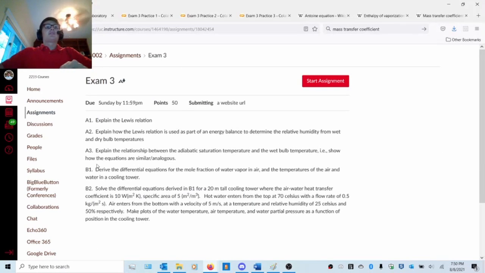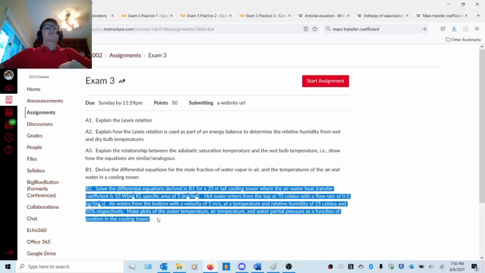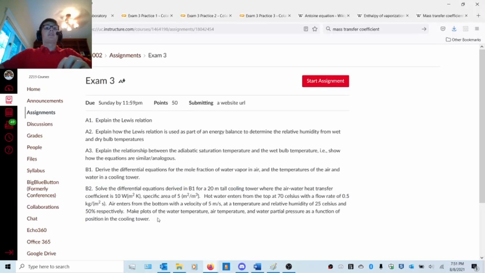So now on to part B2. Solve the differential equations derived in B1 for a 20-meter tall cooling tower where the air-water heat transfer coefficient is 10 watts per meter squared Kelvin. There should be a division there. Sorry, the paper was flapping around over there. The specific area of there, the hot water enters at a certain temperature with a flow rate of 0.5 kilograms per meter squared per second.